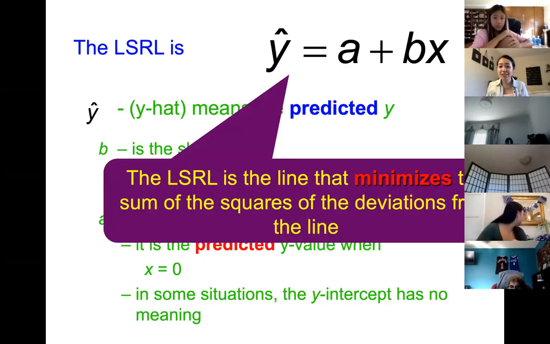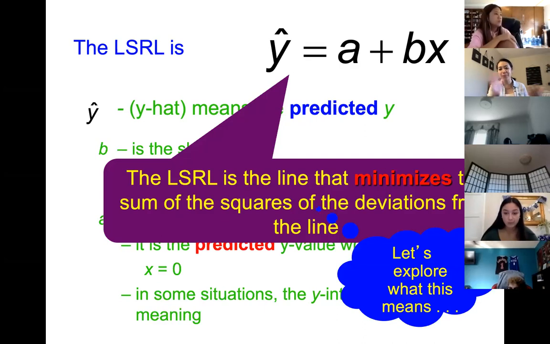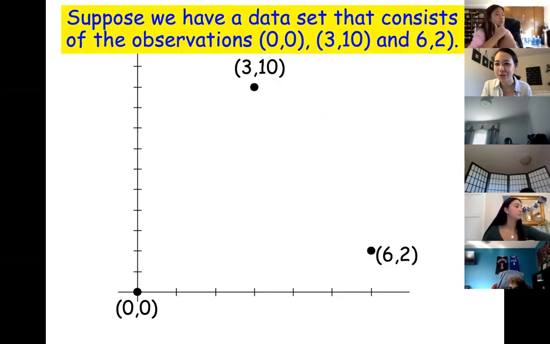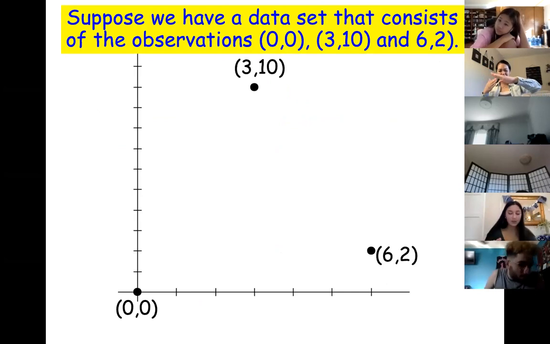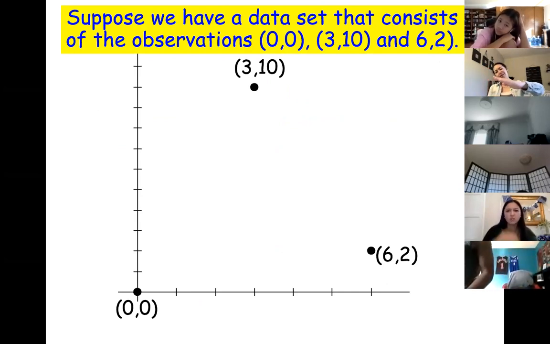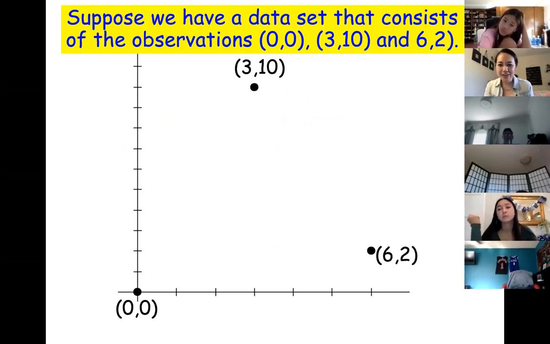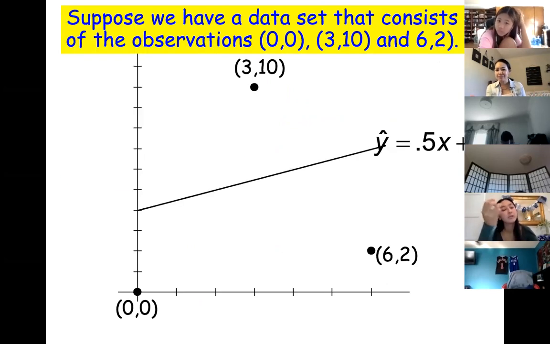All right, so the least squares regression line basically is a line that minimizes the sum of the squares of the deviations from the line. Okay, so let's unpack what this actually means. So here's an example, 3 dots, okay? Using your imagination, visualize a best fit line. You can put your arm up, you can change the slope, but visualize a best fit line, okay?